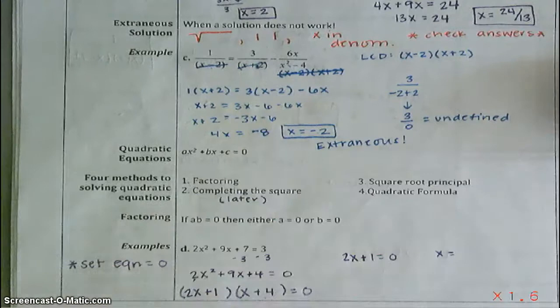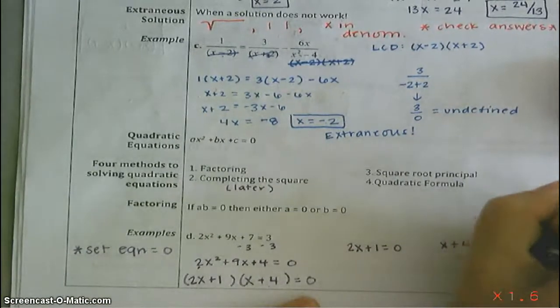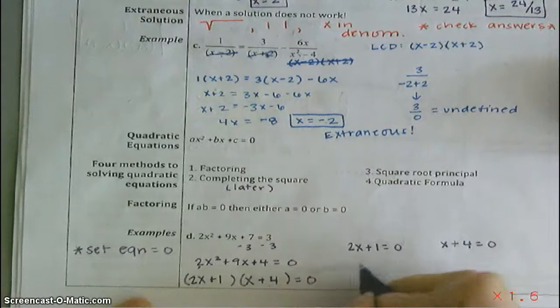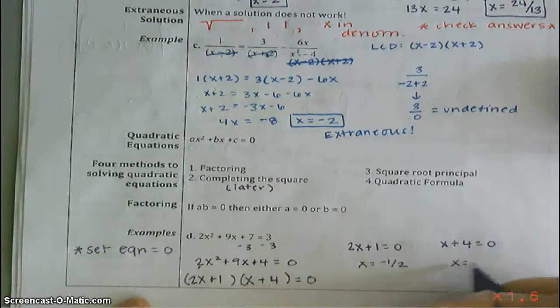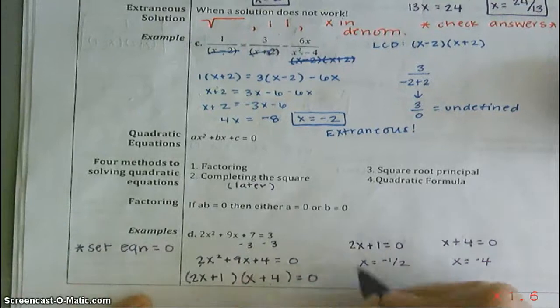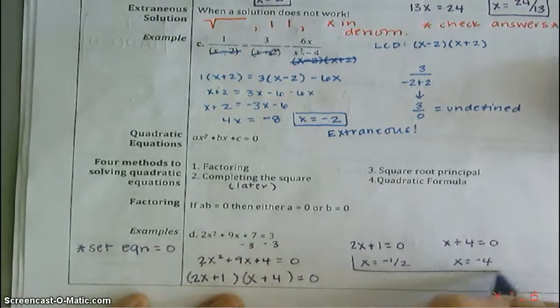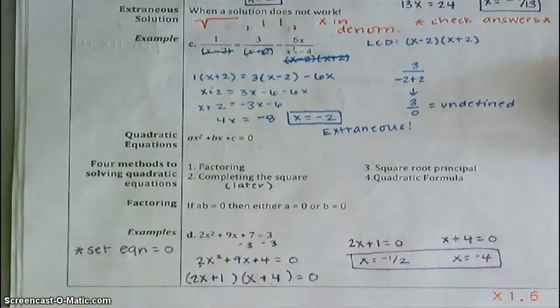I'm used to skipping that step. So then you're going to have x plus 4 equals 0. So then x is going to equal -1/2, and here x is going to equal -4. Again, take those and see if they work in your original equation. If they do, they are solutions. Right. Moving on to the next page.